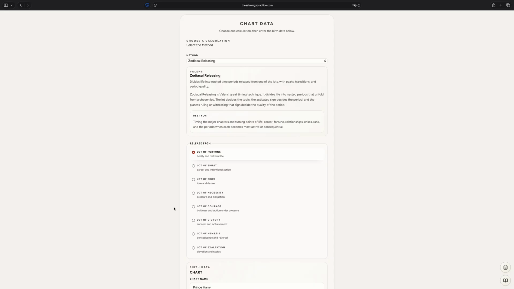The lot of fortune, spirit, eros, necessity, courage, victory, nemesis, and exaltation. The lot of fortune is the default normal lot, and the other 7 Hermetic lots are spirit, eros, necessity, courage, victory, nemesis, and exaltation.